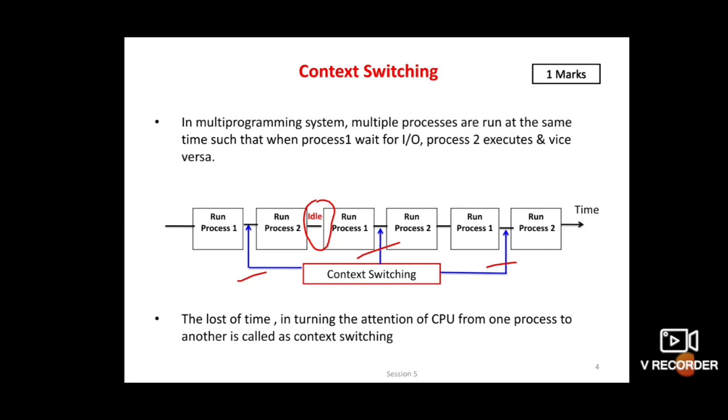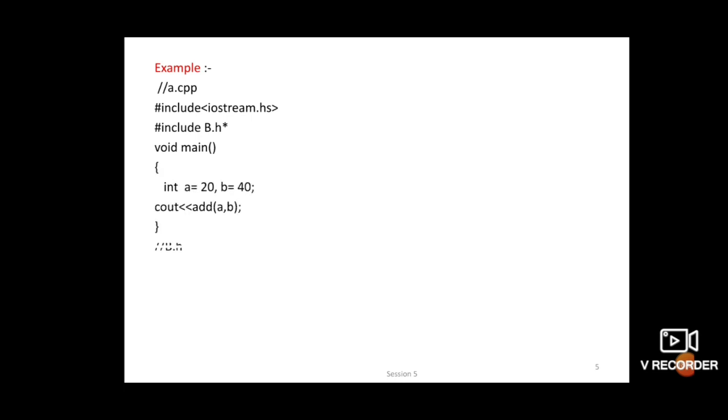Understood, student? What do you mean by context switching? The loss of time in turning the attention of the CPU from one process to another is called context switching. Now the next topic: first see the example of how context switching actually works in program execution time or run time.